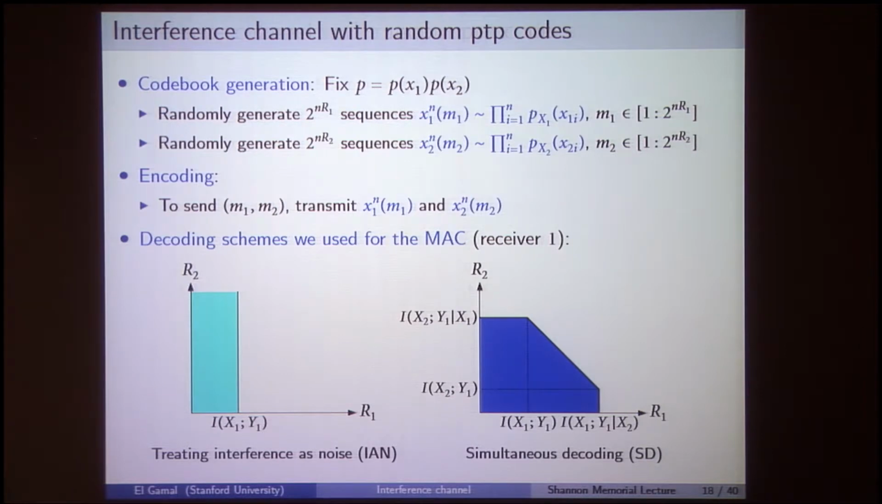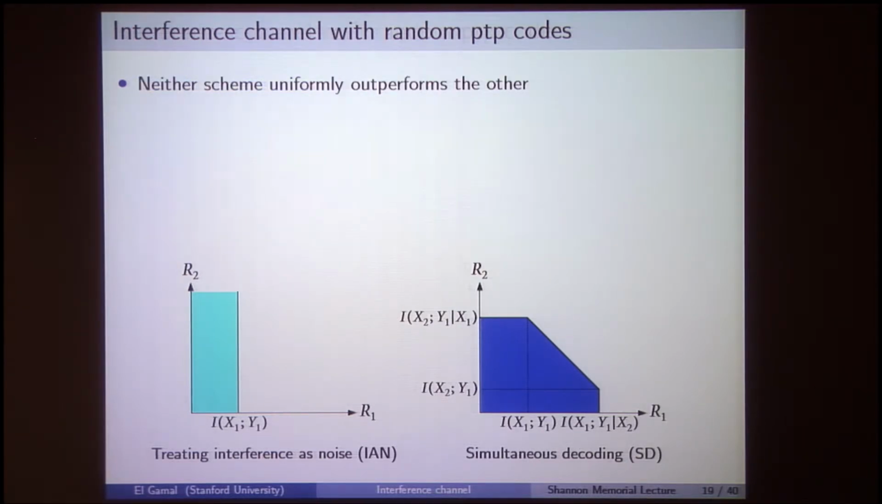On the other extreme, we can use simultaneous decoding. Receiver 1 decodes both messages, even though he's not really interested in the other message, in which case we get the pentagon, which is the R of x1, x2 region that we saw in the case of the MAC. Okay, so first, it's not difficult to see that neither scheme uniformly outperforms the other.